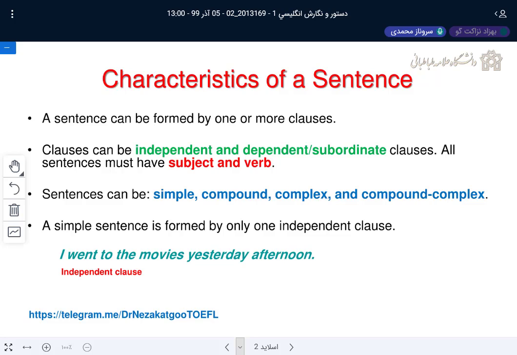I went to the movies yesterday afternoon. Okay, so it is an independent clause. Will you please analyze this sentence for the class? You mean defining the subject and the verb? Let's look at this. Is it a sentence? This way, I will ask you some questions and you please answer. It is a sentence. Yes. How do you know that it's a sentence? The first word is capitalized and it has a period at the end.